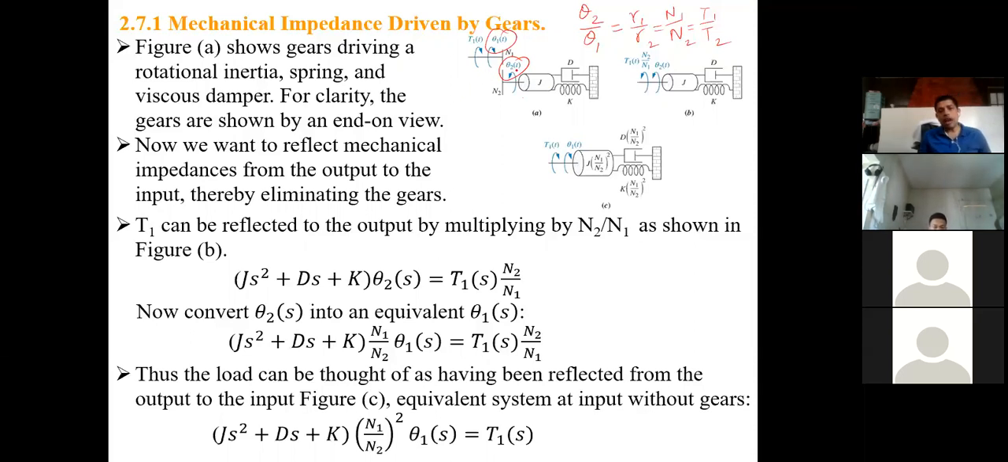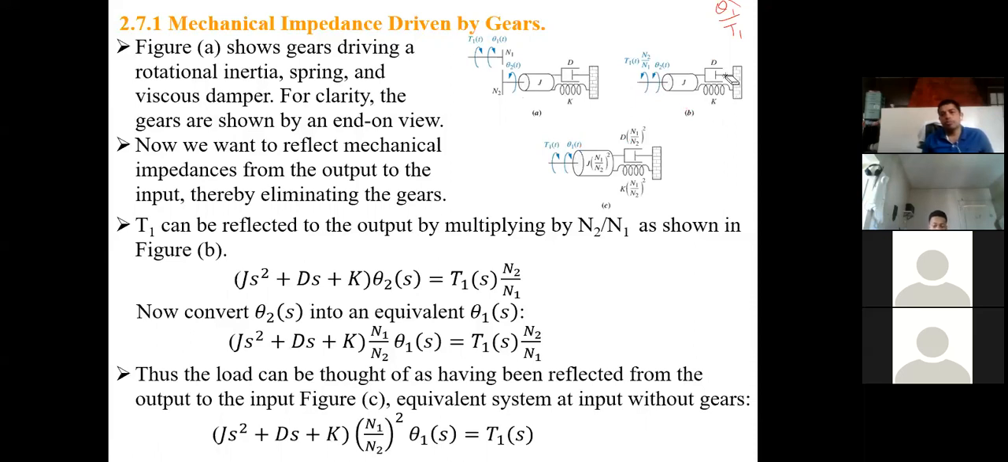Now, suppose I'm asking you guys to find theta 1 over T1. Suppose find the transfer function in this case, right? I want you to find the transfer function theta 1 over T1. Now, how do you do that? That's what I'm going to teach here, okay?